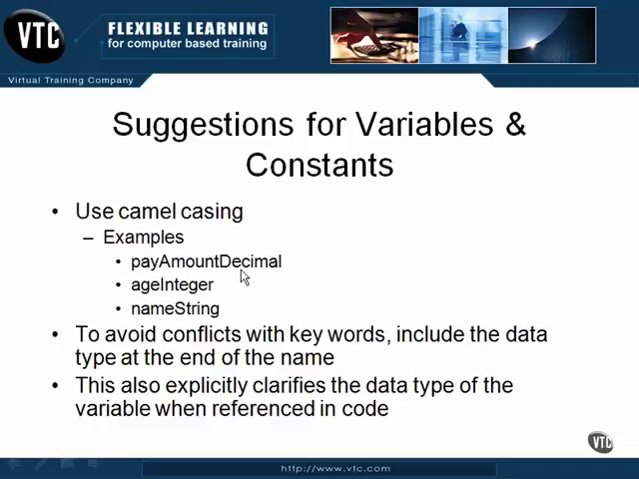Now you'll notice that the data type has been included at the end of each of these variable names. That is to avoid conflicts with keywords. By adding the data type at the end of the name, you also are explicitly clarifying the data type of the variable when referenced in code.